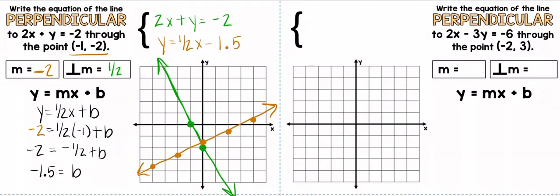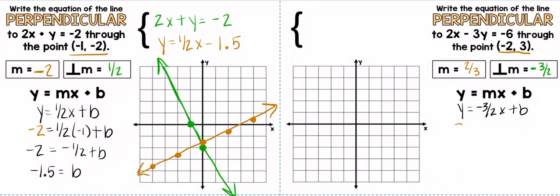3y equals -6 through the point -2, 3. So again, remember, perpendicular slopes are the negative reciprocal. So the slope of this first line is 2/3. If you rearrange 2x minus 3y equals -6 into slope-intercept form, your slope would be 2/3. So my perpendicular slope is -3/2. Okay, so I have y equals -3/2 x plus b.